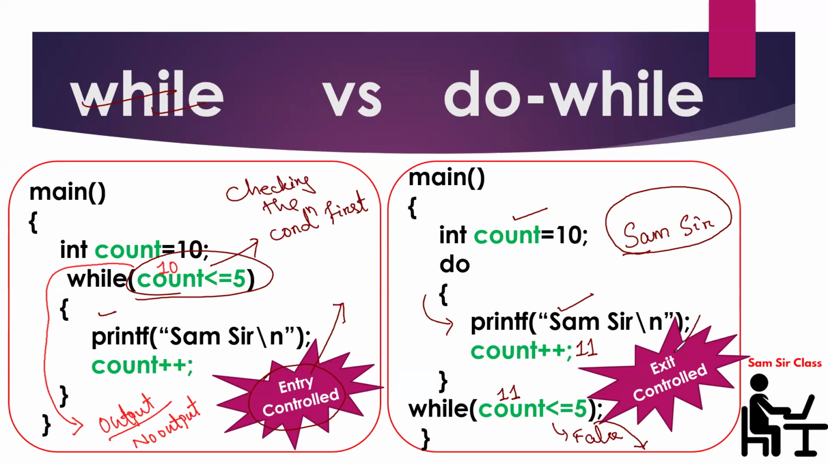So that's why this do while loop is known as your exit control loop. Whenever you are leaving the code, you are checking the condition. Whether you want to return or not, you have to check the condition in do while.